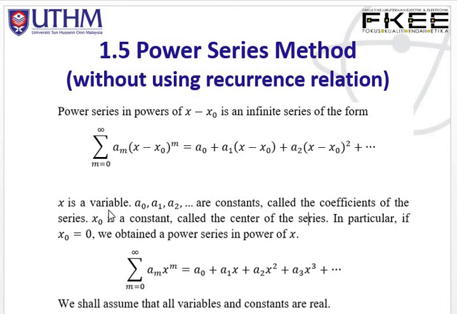So this x is a variable. And then a0, a1, and a2 are constants, called the coefficients of the series, whereas x naught is a constant too, called the center of the series. So in particular, if x naught equals 0, we will obtain a power series in powers of x. Again, summation a_m x to the power of m equals a0 plus a1 x plus a2 x squared plus a3 x to the power of 3, if x naught is 0. And in power series, we assume all the variables and constants are real.